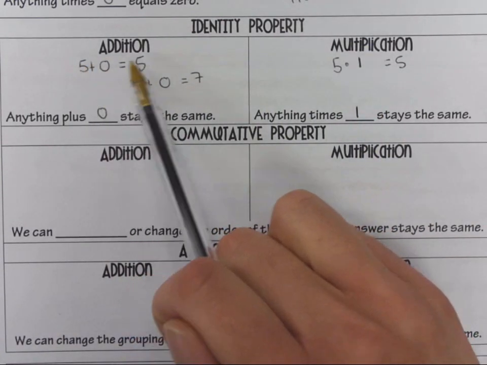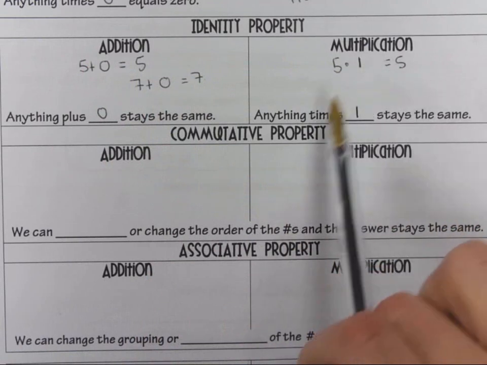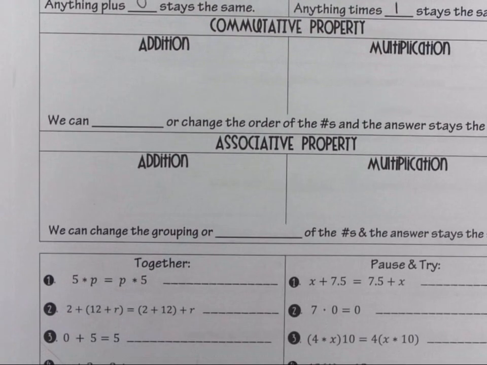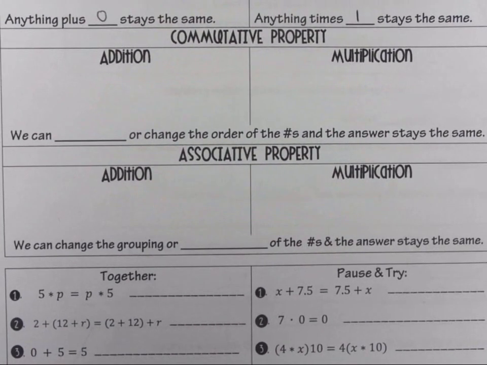And that's just to keep my number the same. So I did an operation on it, but it didn't change. It kept its identity. Okay, the third property we're going to look at is the commutative property.